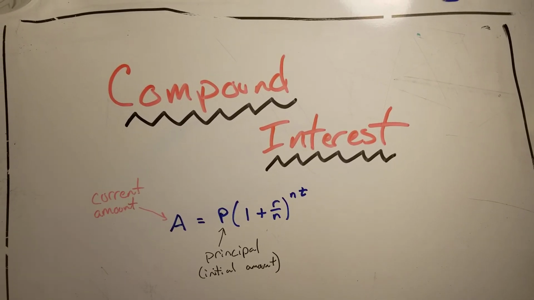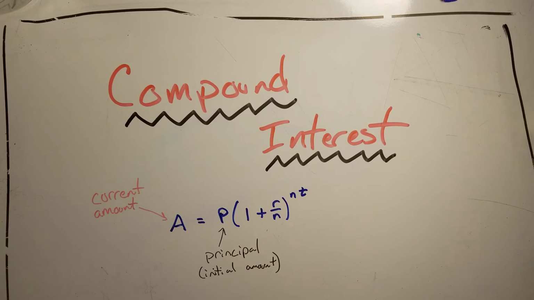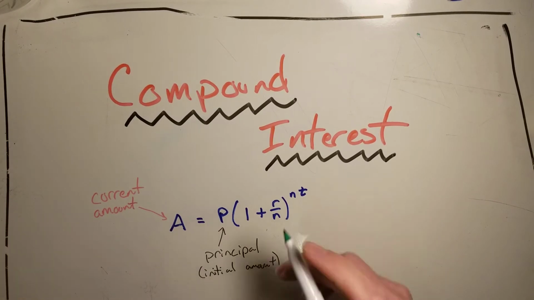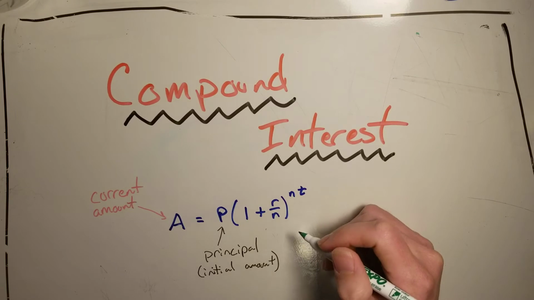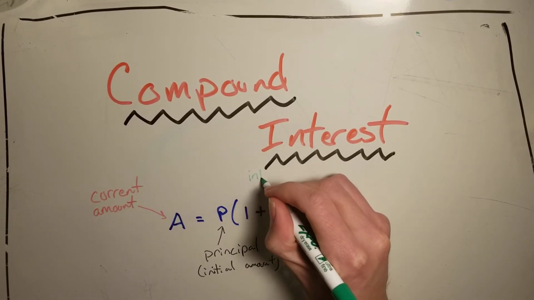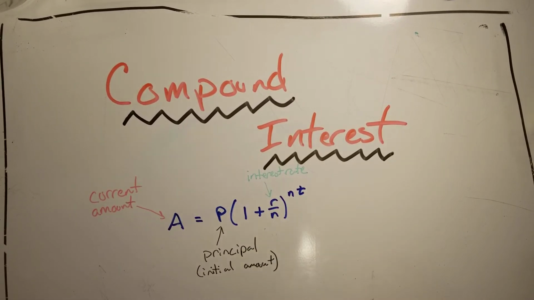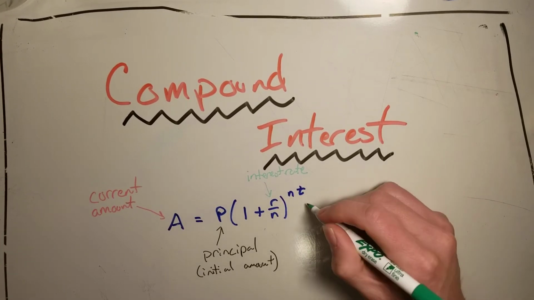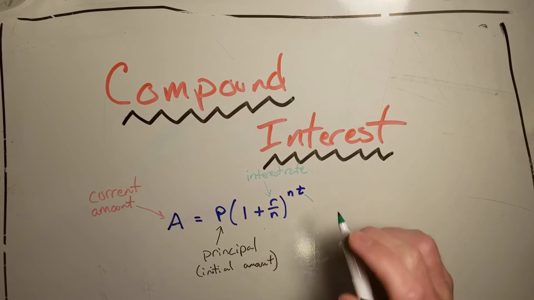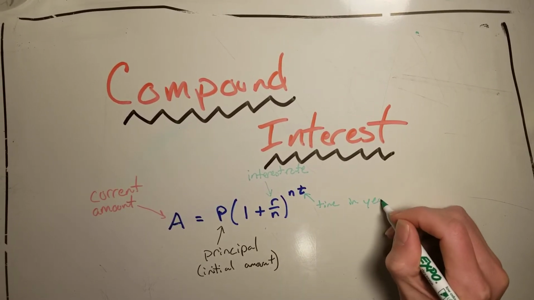And we have the r and t. So r and t, those both are going to be like what we worked with in a growth function. r is still our rate. In this case, it's going to be specifically the interest rate. And t is going to be our time still, and t will be in years. So t is time in years.